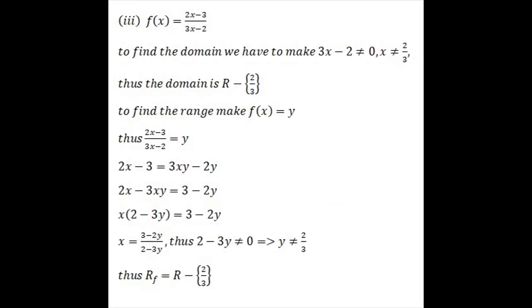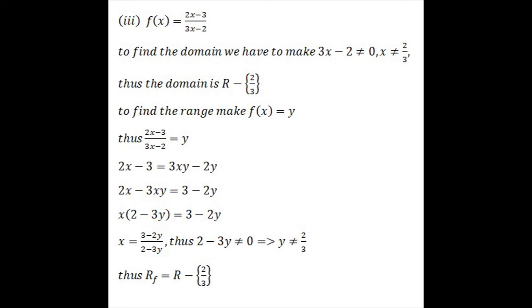Now let us see one rational function. Here the function is given as f of x equals 2x minus 3 by 3x minus 2. We need to find the domain and range. Here we have a denominator. A denominator shouldn't be 0, right? So 3x minus 2 not equal to 0. So 3x is not equal to 2. So x is not equal to 2 by 3. Thus the domain is all real numbers except 2 by 3.